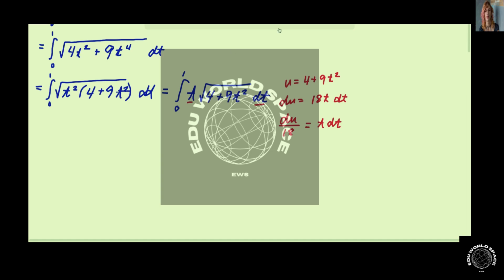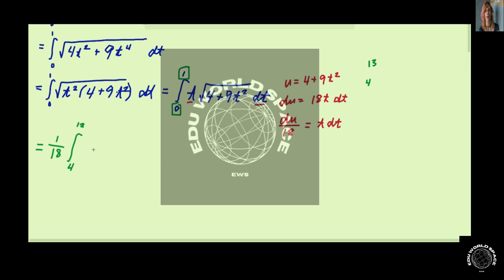I don't want to forget to substitute my bounds. If I'm doing u substitution, I need to make sure I substitute those. When I plug in 0 for t, I get a lower bound of 4 plus 0, so a lower bound of 4. When I plug in 1, I get 4 plus 9, so an upper bound of 13. Now I'll complete my u substitution. I can pull the 1/18 to the outside of my integral. My new bounds are now 4 and 13.